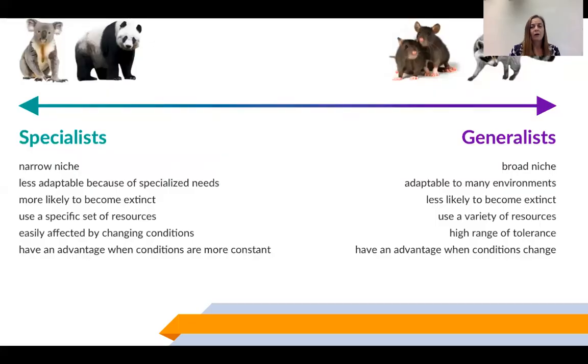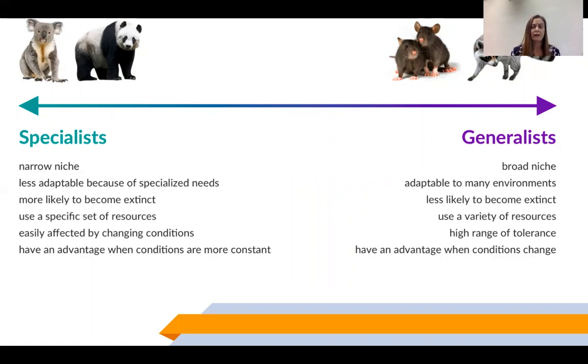Of course, all organisms exist on a continuum, from super specialists, pandas, koalas that only have one very specific food source, to generalists that have a very broad niche. And a lot of animals fall somewhere in the middle on this spectrum, more towards specialists, maybe they only eat 2 or 3 different things, or more towards generalists that eat a lot.